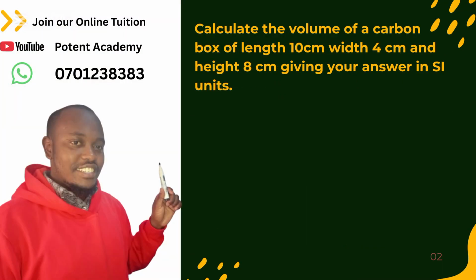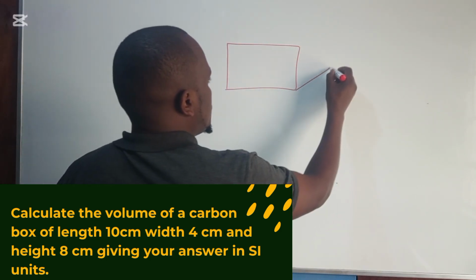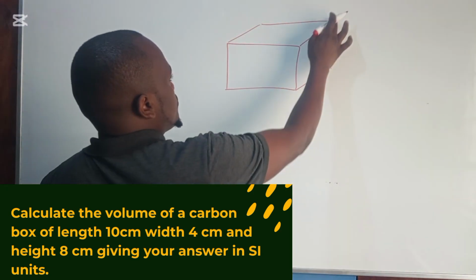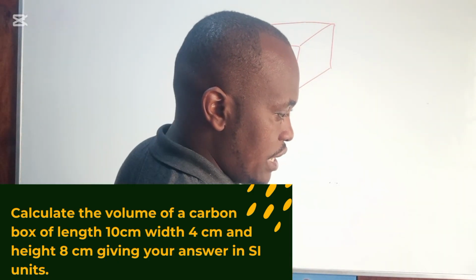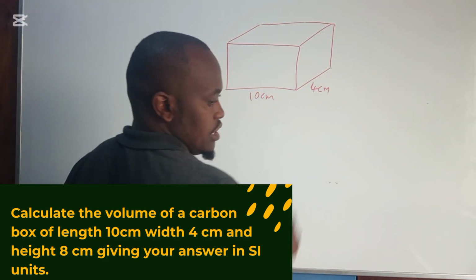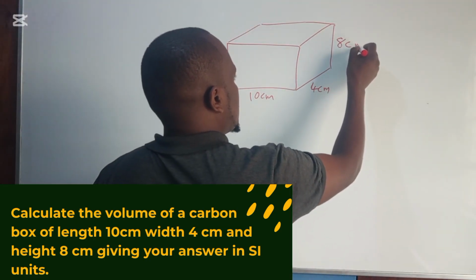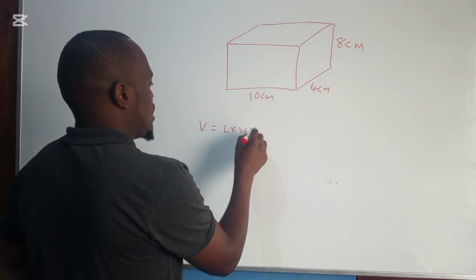Hi, so question 6 was asking about finding the volume of a carbon box, which is cuboid in shape. So for this carbon box, we are told that the length is 10 centimeters, 4 centimeters is the width, and then the height was 8 centimeters. We know that volume of a cuboid is given as length times width times height.